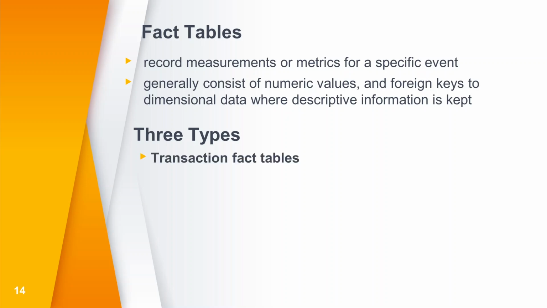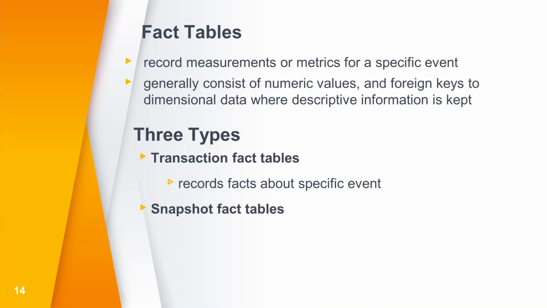One, we have the transaction fact table. Transaction fact tables record facts about a specific event, for example, a sales event. We also have what are called snapshot fact tables. These are tables that record facts at a given point in time. Example, account details at month end, sales details at the end of a given quarter, and so on and so forth.